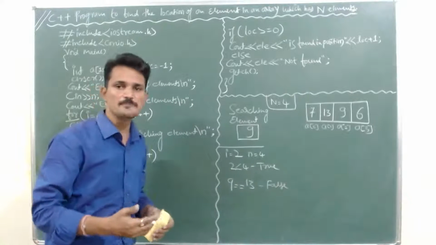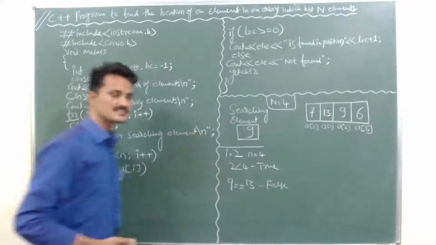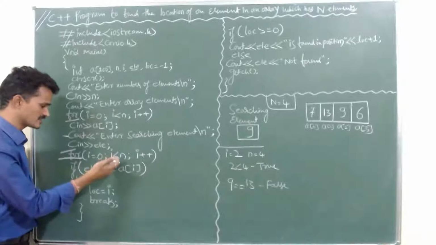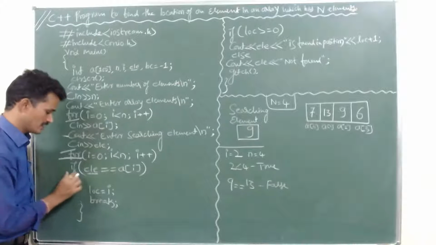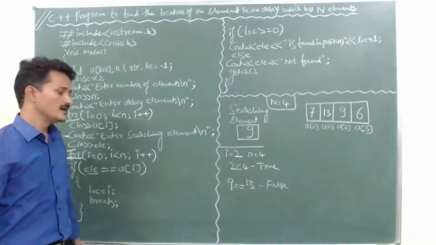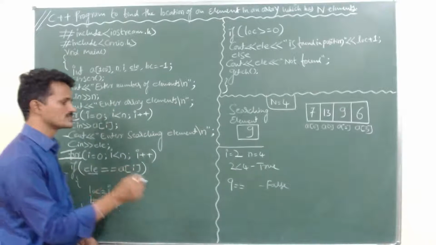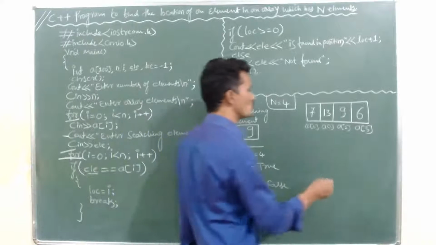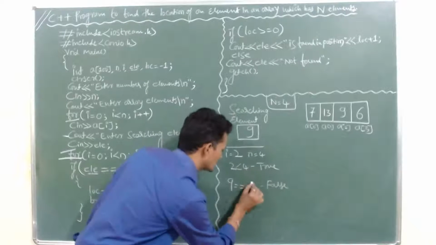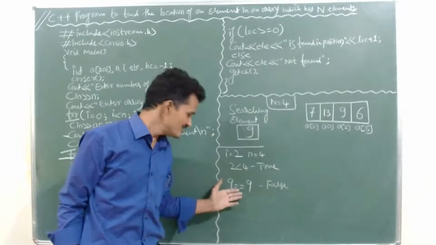Okay. Every time I goes on increasing by plus 1. 2 is less than 4. Yes, it is true. When this condition is true, we'll execute simply if element is equal to A of I. Element is nothing but the searching element. A of I means A of 2. What is the value of I? 2. What is the element stored in A of 2? 9. 9 is equal to 9. Of course, condition is true.